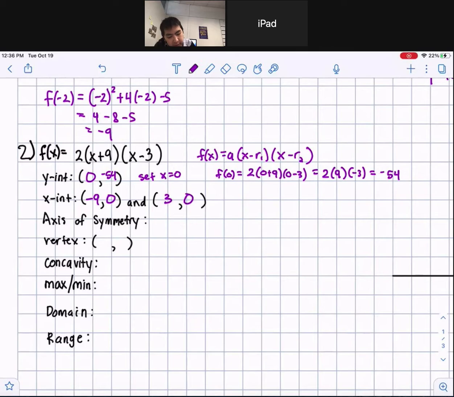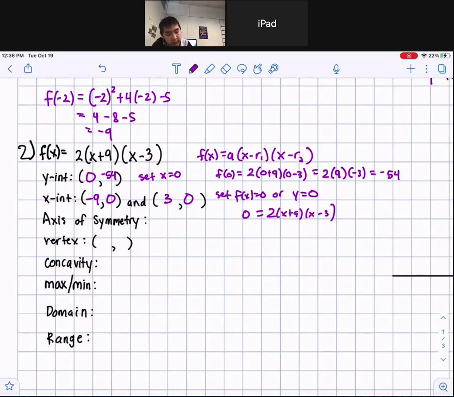And that makes sense because every time you guys find your x-intercepts, you always set f of x equals 0, or your y equals 0, right? And you guys would have something like that. And this is where you guys would set both of the x plus 9 and x minus 3 equal to 0, right? So if you do that, then you will be able to find your x-intercepts.